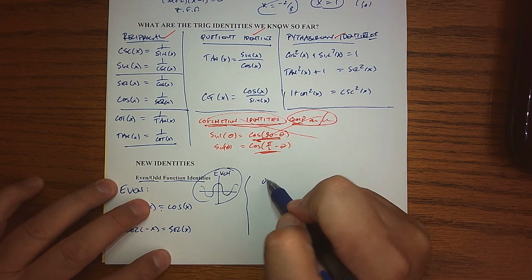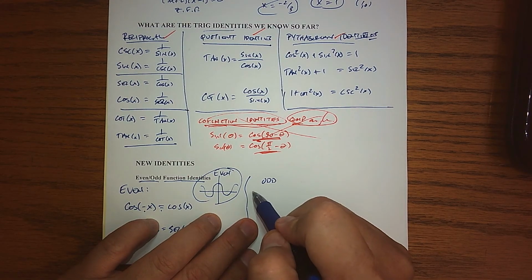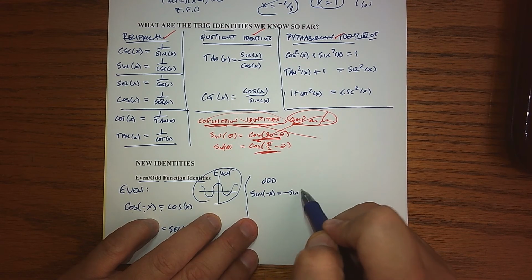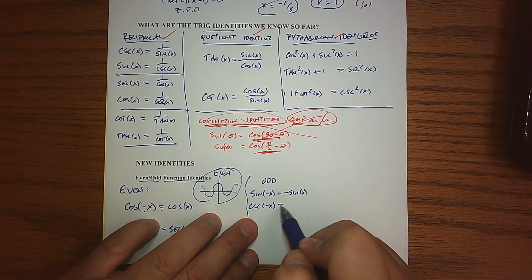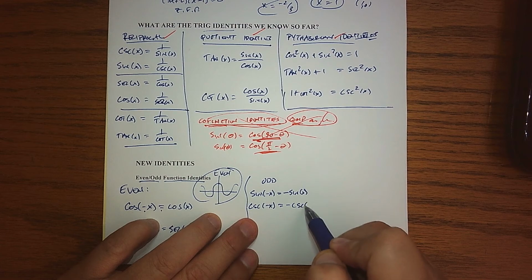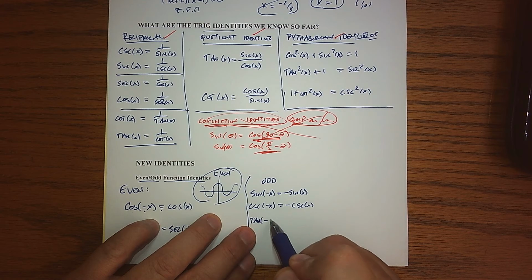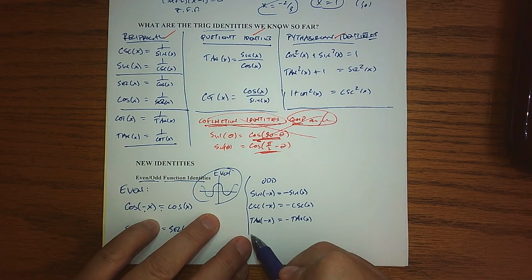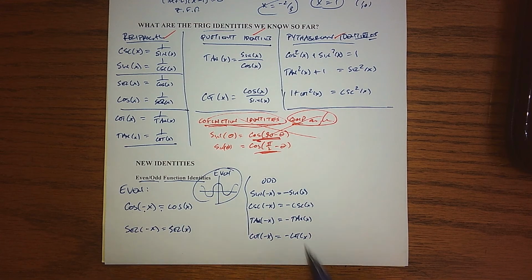And then what about odd? Well, the other four were odd. Let me write down what those are, and then we'll look at the graph. The sine of negative x is the negative of sine x. The cosecant of negative x is negative cosecant of x. The tangent of negative x is negative tangent of x. And the cotangent of negative x is equal to negative cotangent of x. These are called the odd ones.